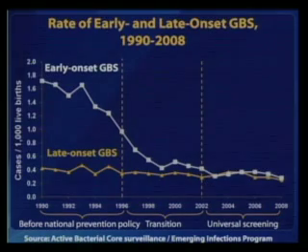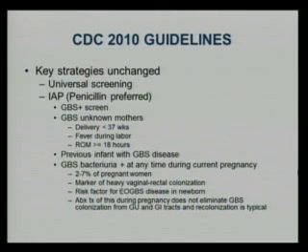So this graph superimposes late onset GBS onto early onset GBS, and you see that the rate really hasn't dropped, the cases really haven't dropped. So whatever we're doing is not working for that. So that's important. Just keep that in mind, and that is something that we'll come back to towards the end of the presentation. So the CDC 2010 guidelines: the key strategies that remained unchanged are that we're still doing universal screening, and we're still doing IAP and preferring penicillin.